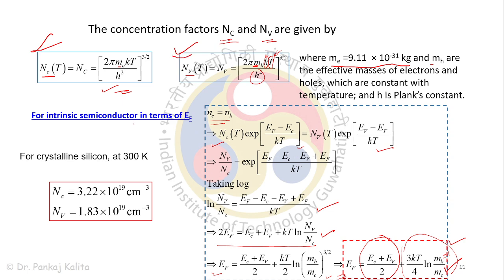This is another derivation for crystalline silicon at 300 Kelvin, and we can see this formula in terms of the conduction and valence bands, and in terms of the effective mass of the hole, and this should be E. The important formulas I have already highlighted, and you need to remember them.